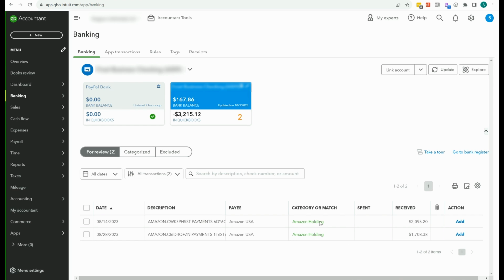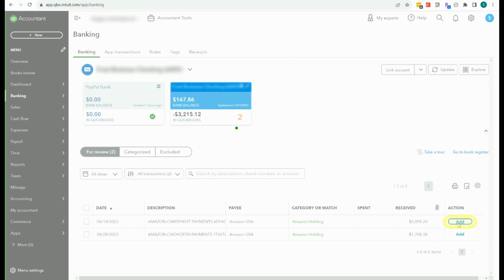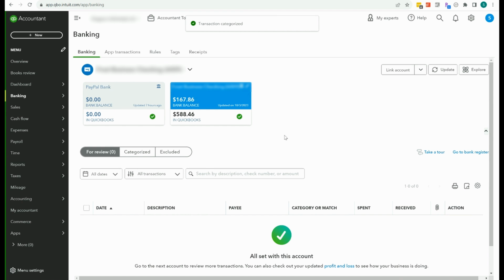So one of those names that we have added to QuickBooks is Amazon Holding. And this is the account that we're going to use to categorize all of our Amazon deposits to. So Amazon Holding, we're just going to hit add and add.